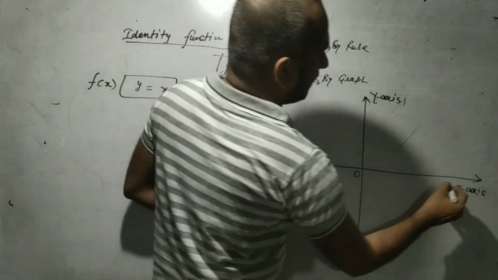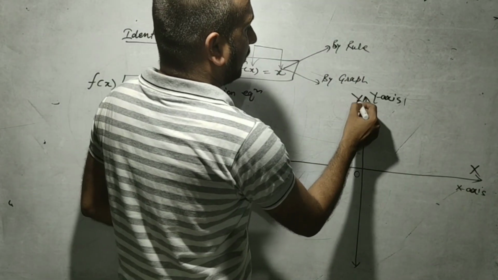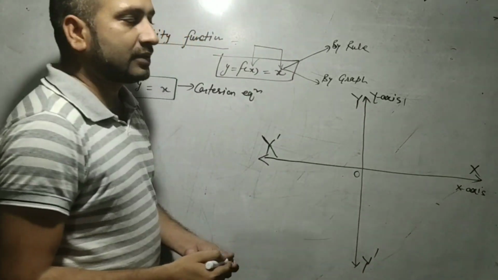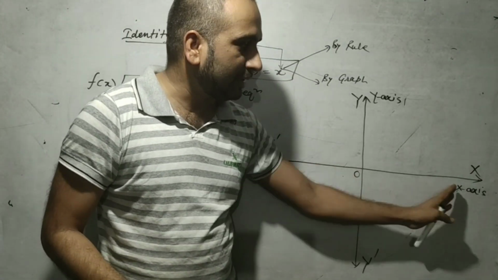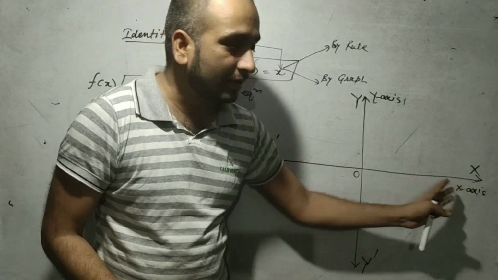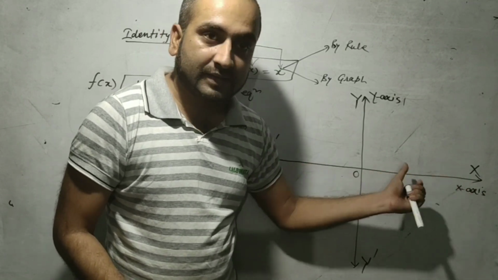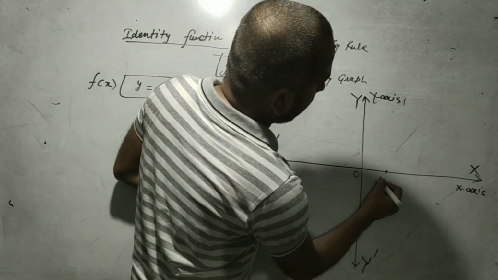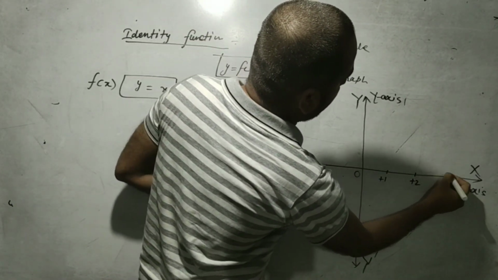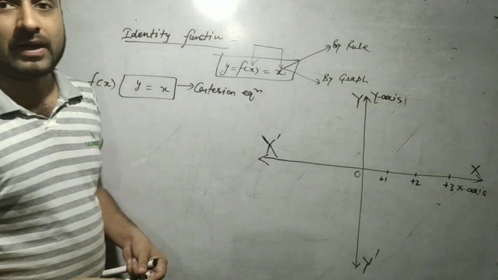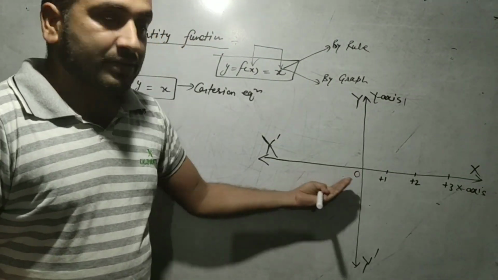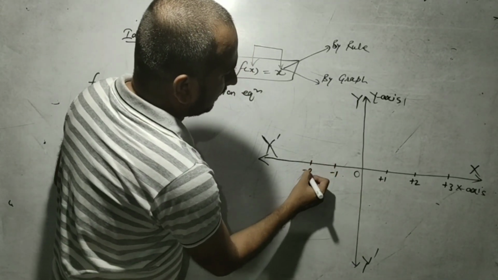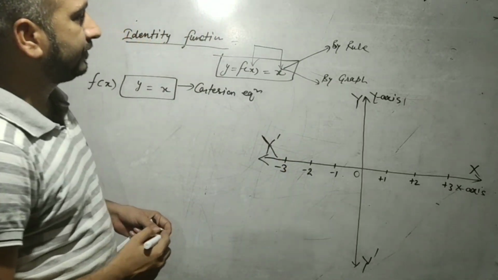Suppose I am taking the point O, X, and here X dash and Y dash. Students, this OX is called the positive direction of the x-axis. All the numbers that lie on it will be positive: we can take plus 1, plus 2, plus 3. The next is the negative direction of the x-axis, which gives minus 1, minus 2 and minus 3.